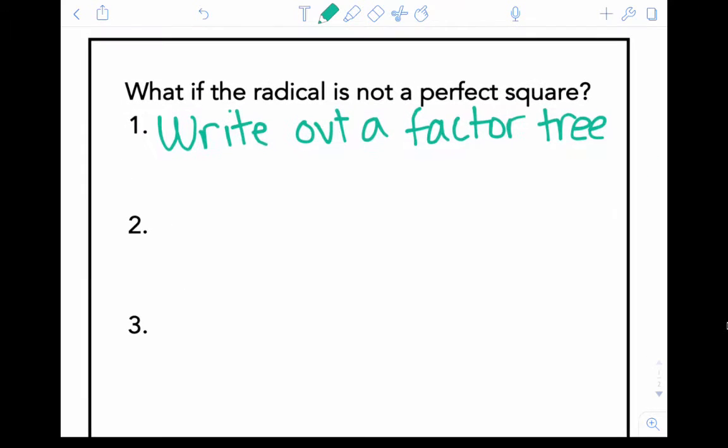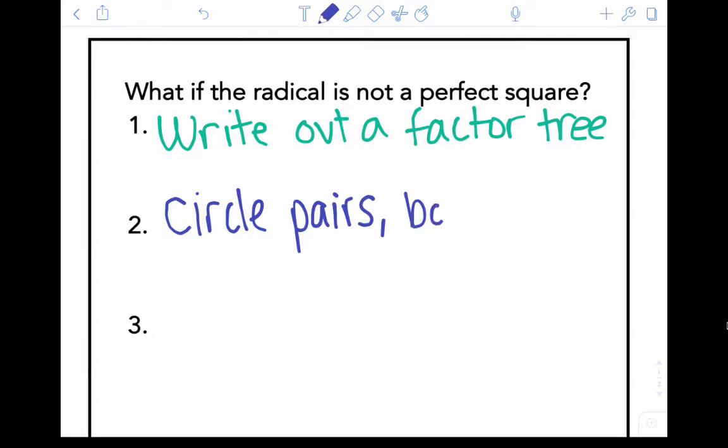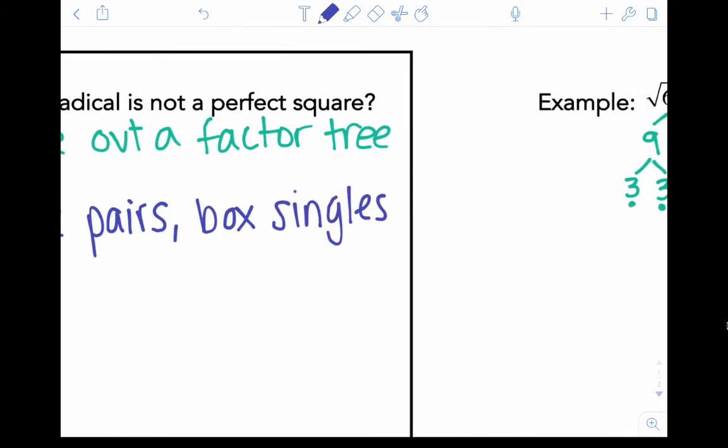Next, my second step, I'm going to circle the pairs and box the singles. Circle the pairs and box the singles. When I do this, I'm only working with those numbers that I put the dots by. So this is why it's really important that you put the dots so that you know what you're looking at.